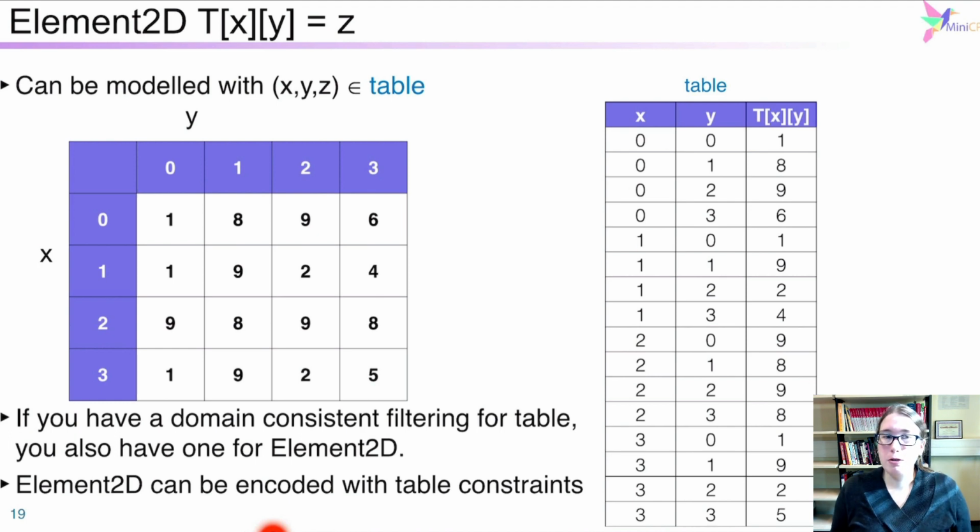And then we just need to input the table constraint as a constraint, and it's working. And so for the automaton constraint, we have to put multiple element 2D constraints to model the whole automaton, and then it's perfect.